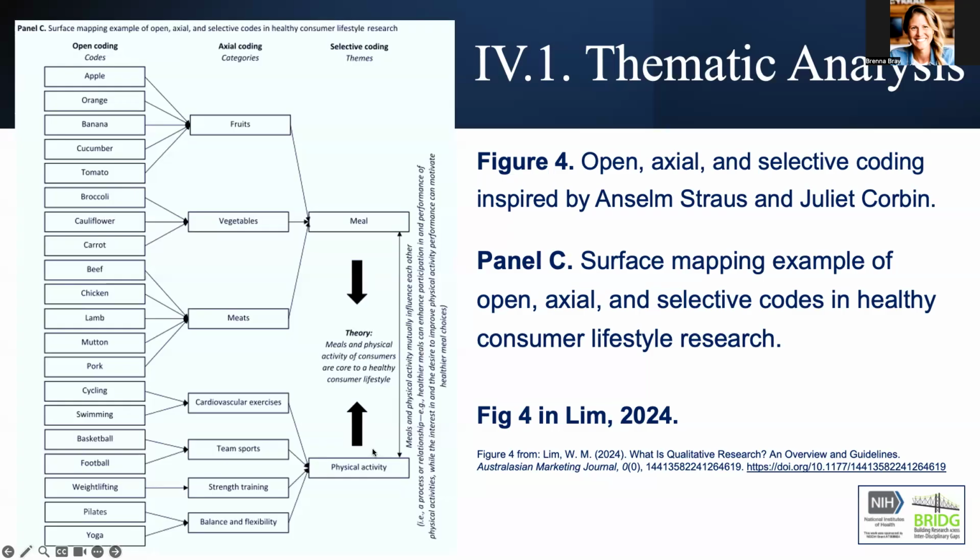Once we've got our two themes, then we can start to develop a theory about the theme. So we might say meal and physical activity of consumers are core to a healthy consumer lifestyle. And here we're seeing meals and physical activity mutually influence each other, i.e., a process or relationship. For example, healthier meals can enhance participation in and performance of physical activities, while the interest in and the desire to improve physical activity and performance can motivate healthier meal choices.